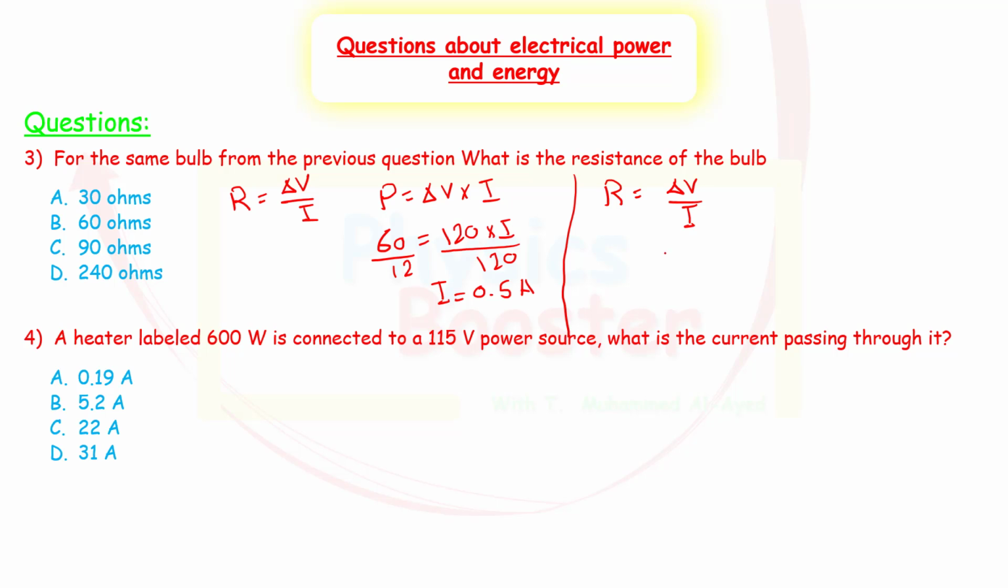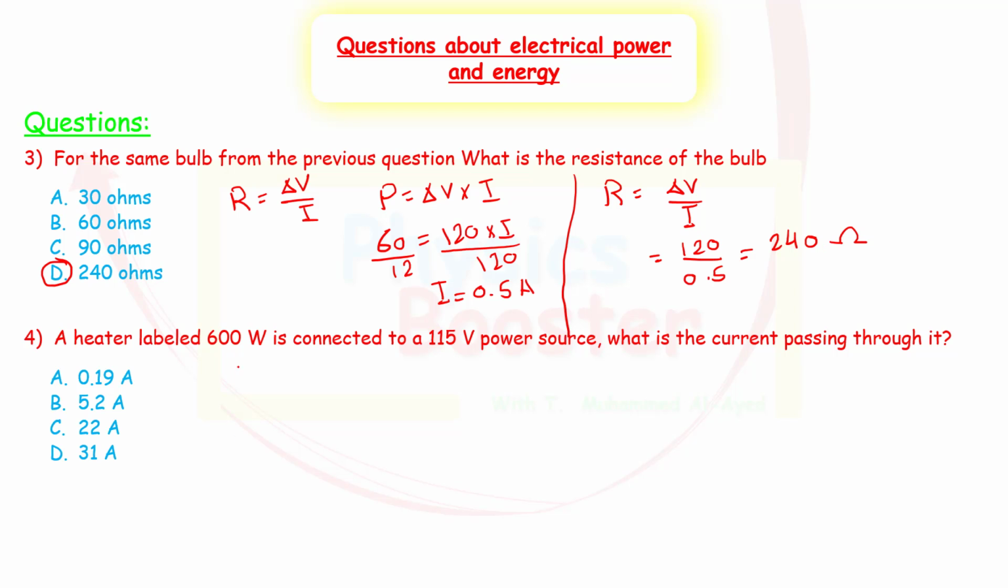And we know that delta V is equal to 120 divided by the current. The current is equal to 0.5, and this gives us an answer of 240. And since we're finding resistance, the unit is ohms, and we can see that the answer is D.